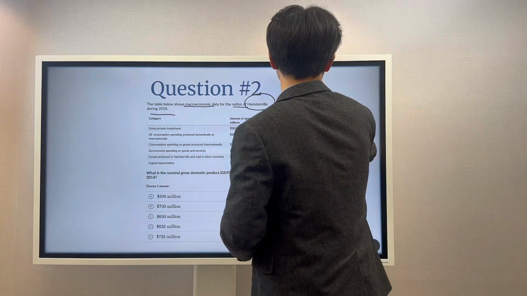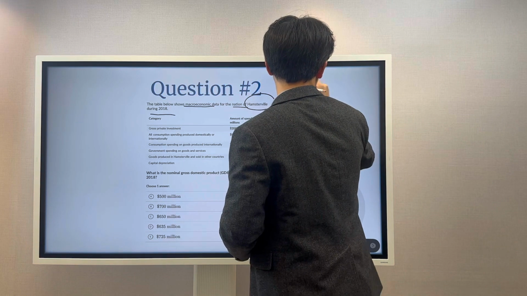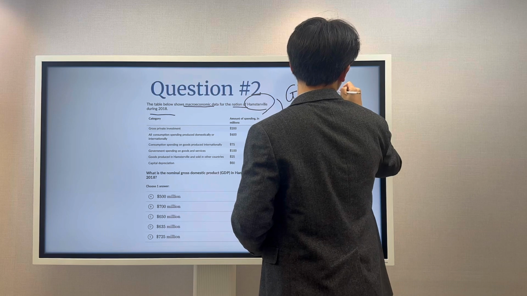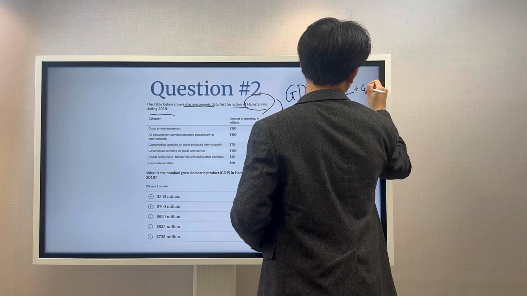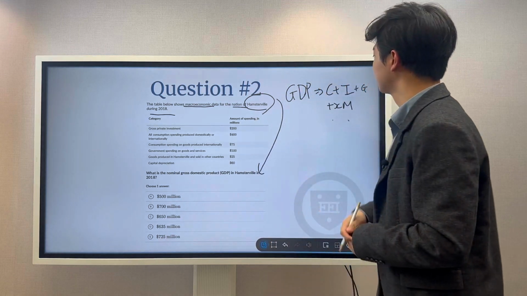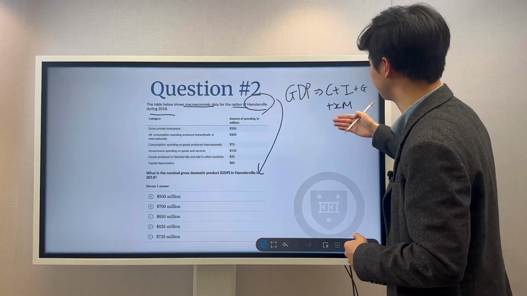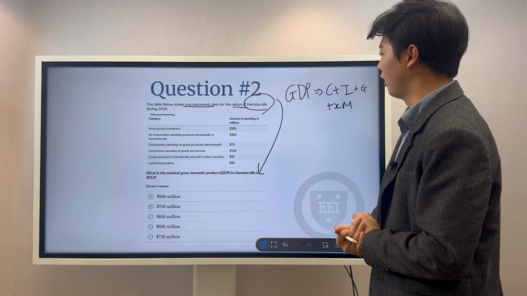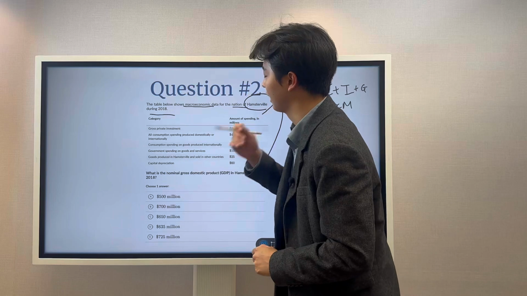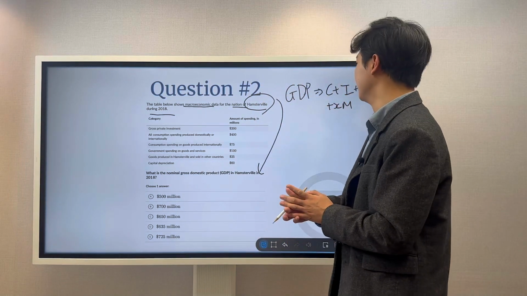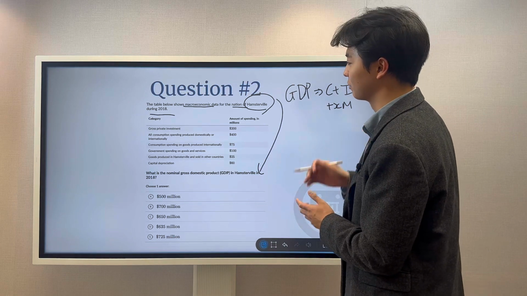So the formula for GDP is C plus I plus G plus X minus M. So it's consumption, investment, government spending, and exports minus imports. The categories are given and they're usually a little confusing. However, it's very easy if you know the formula and just plug the numbers in.